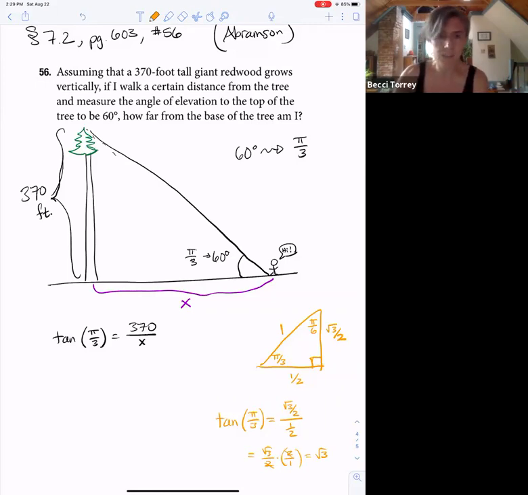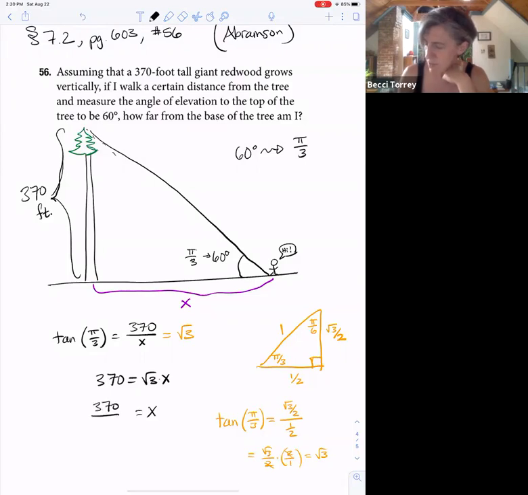Okay, and so in this giant redwood picture, it's huge, right? We have 370 feet. So we need to figure out x. So the number x has to be the number that makes this tangent of pi over 3 also equal to square root of 3. Okay, and so now we do some algebra. So you can say multiply both sides by x. So this is 370 equals square root of 3 times x. And then we're going to divide by square root of 3. So x is equal to 370 divided by square root of 3. And then if you plug that into your calculator, if you want, and on a test, you would just leave it like that. If you plug that into your calculator, you find that that's about 213.6 feet.